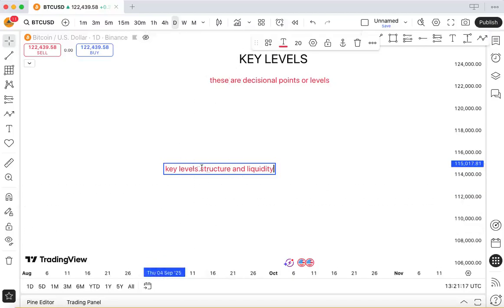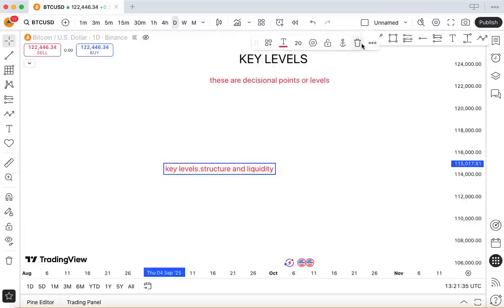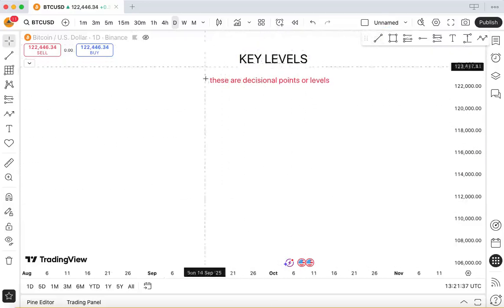But all these three criteria are tradable. You can trade key levels alone, you can trade structures alone, you can trade liquidity alone, and you can make a lot of money out of the market. So today I'm going to just deliver only one, which is key levels.